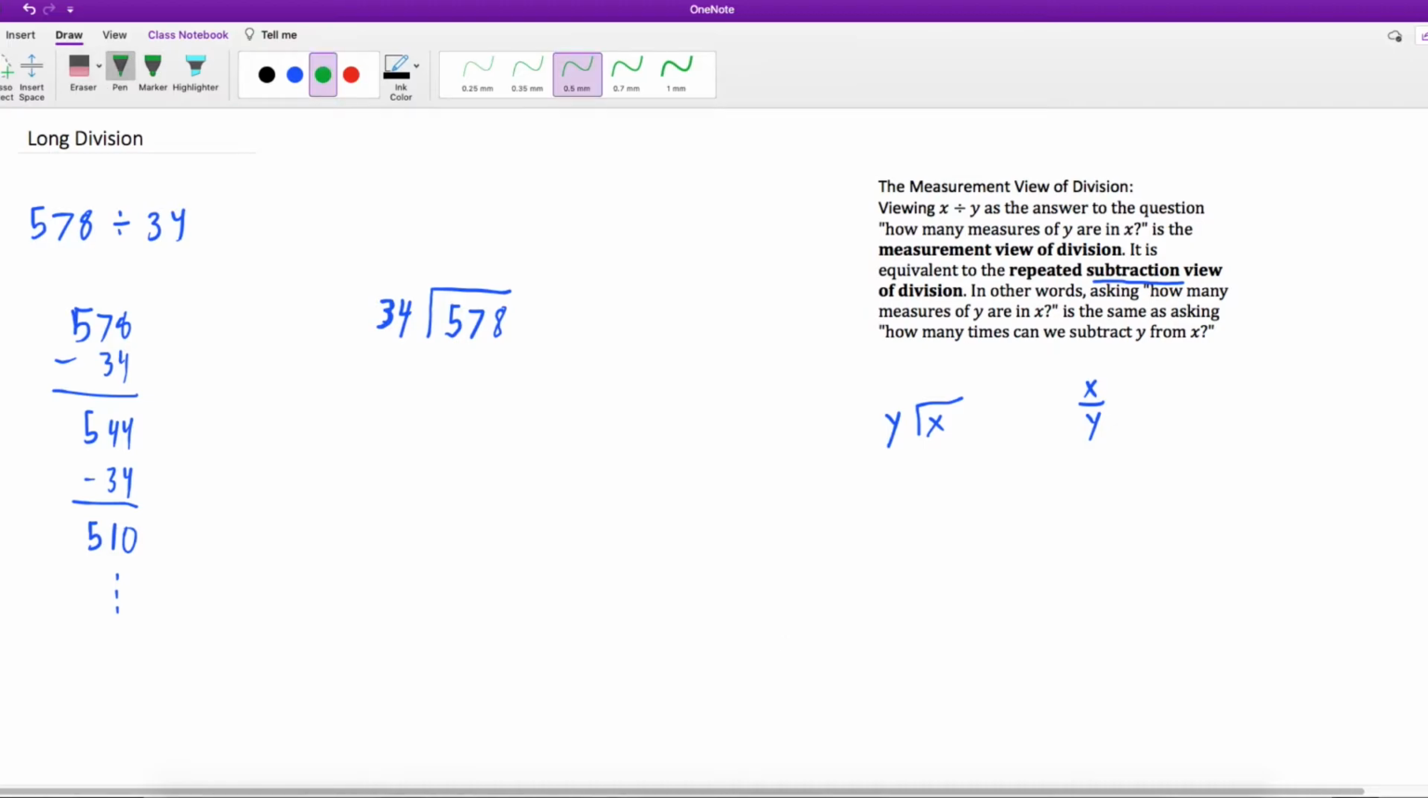So we're going to ask ourselves, how many measures of 34 are in 500? And so the answer to this question actually is something other than 0. When you just say how many measures of 34 are in 5, the answer is 0. But in 500, you can actually fit a bunch. In fact, we can fit at least 10 of them.